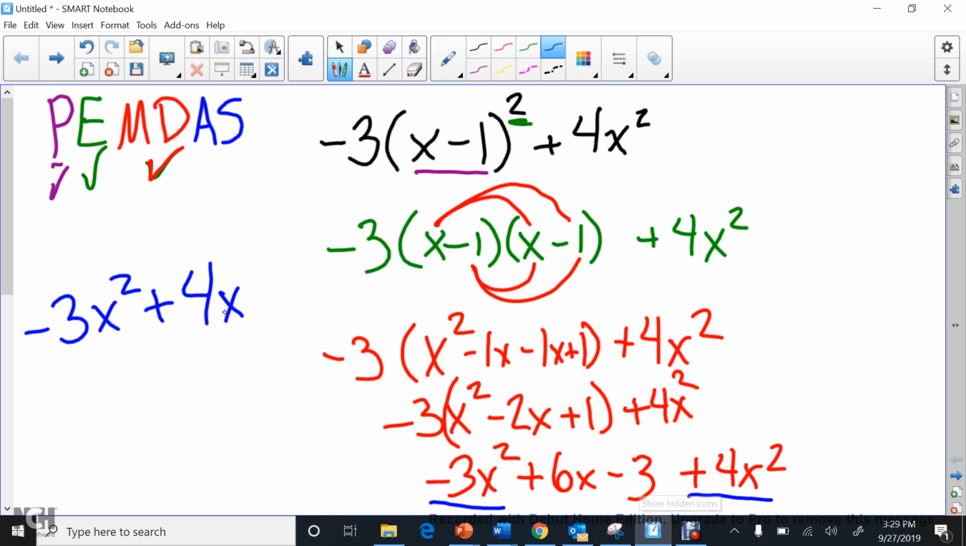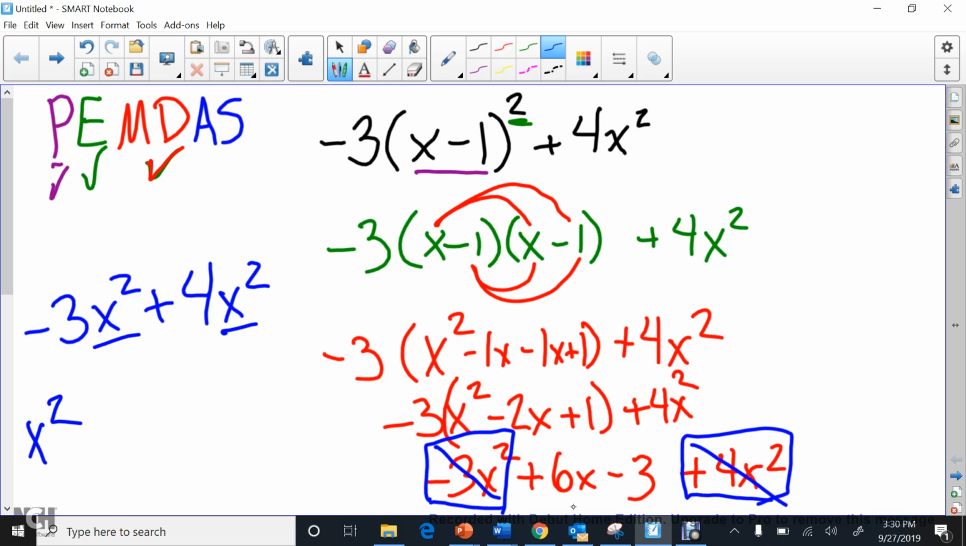We should combine the coefficients. When we add two things with the like terms, the x squared stays the same, but we will add the coefficients. 4 plus negative 3, you can think of that as 4 minus 3, we'll get 1x squared. I've now combined these two terms. Therefore, I don't need to worry about them anymore.